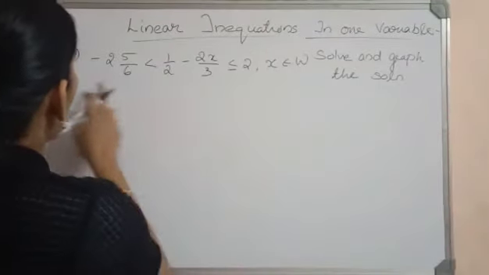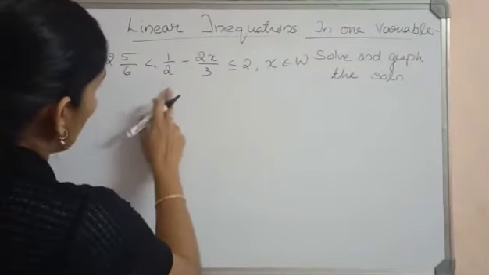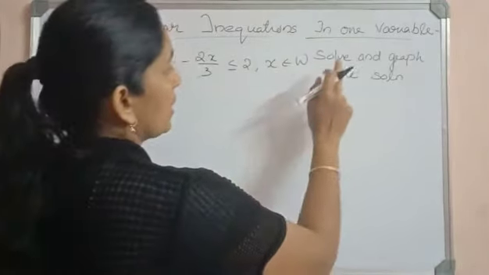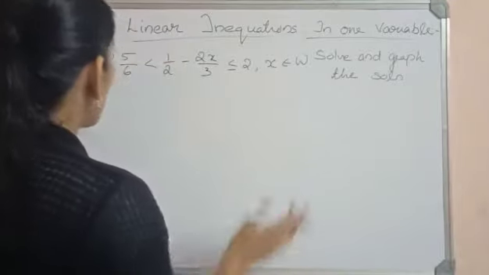Consider the next question. Minus 2 5 by 6 less than 1 by 2 minus 2x by 3 less than or equal to 2. x belongs to W. Solve and graph the solution set on the number line.